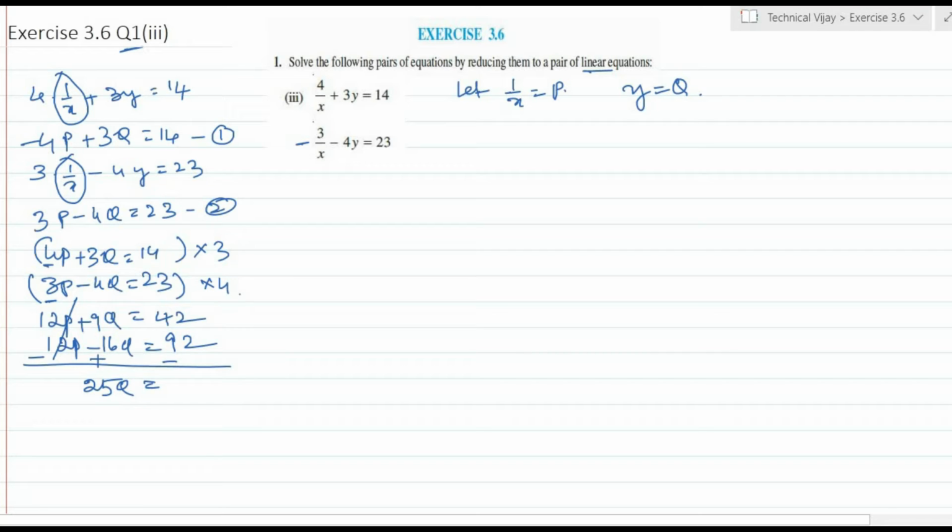25q is equal to 42 minus 92, which is minus 50. So q is equal to minus 50 divided by 25. So q is equal to minus 2. Okay, q is equal to minus 2.